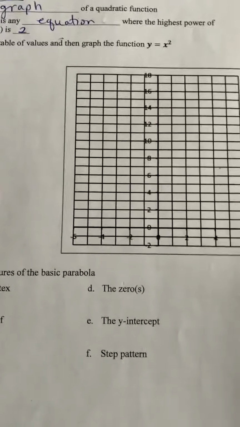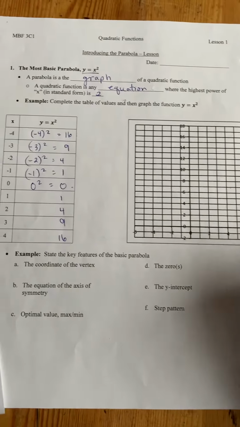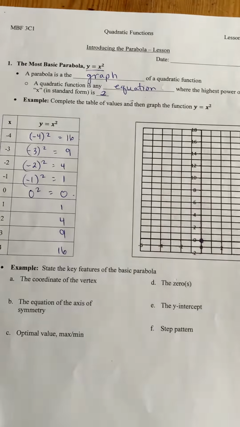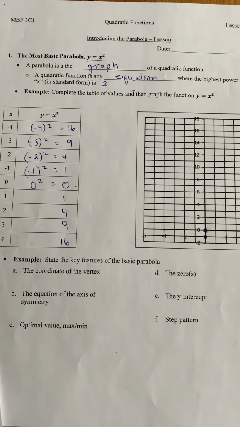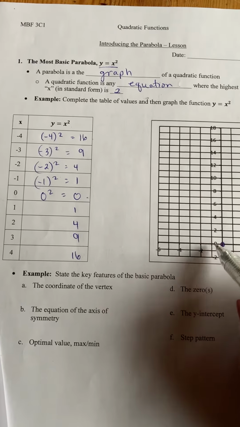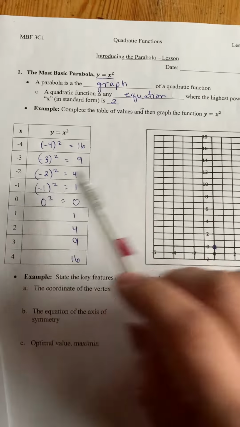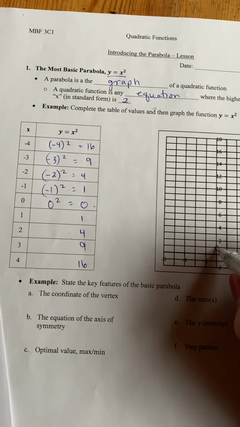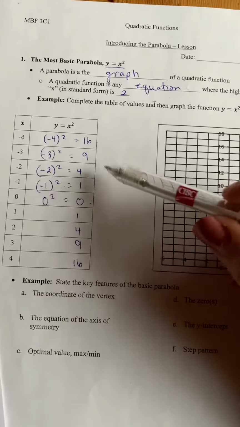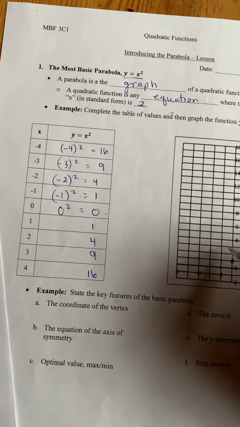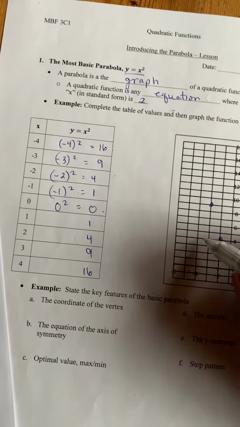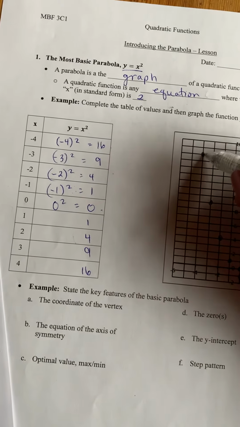So when we graph this, I'm going to start at my vertex. My vertex is 0, 0. When x is -1, y is 1. When x was -2, y was 4. When x was -3, y was 9. When x was -4, y was 16.